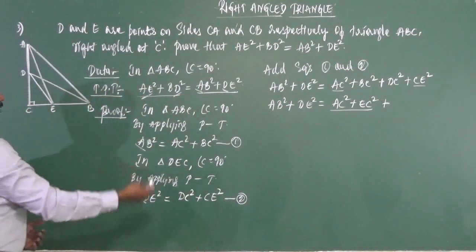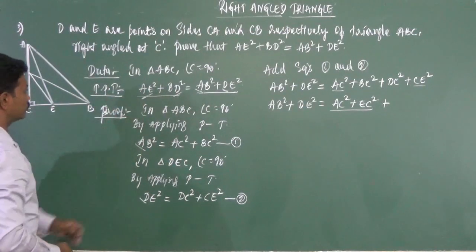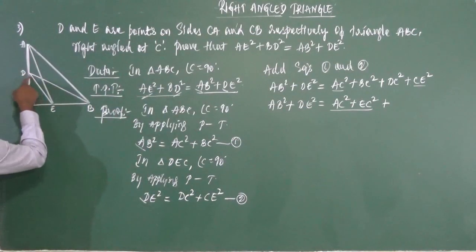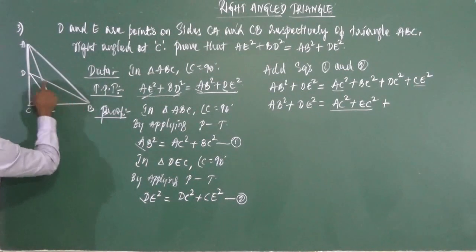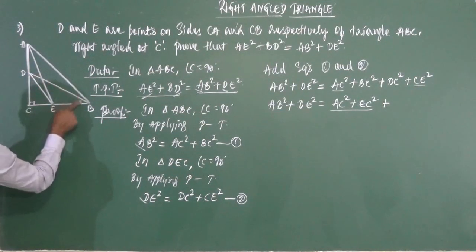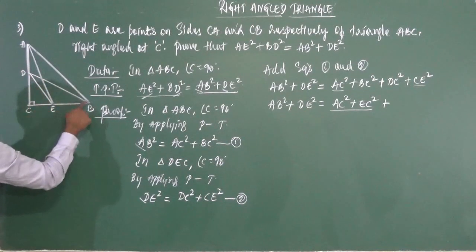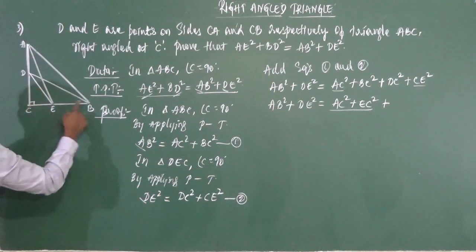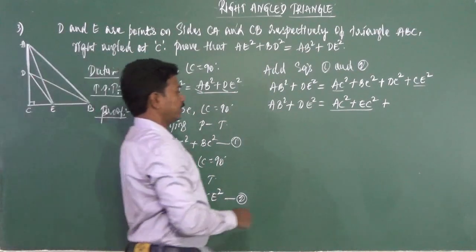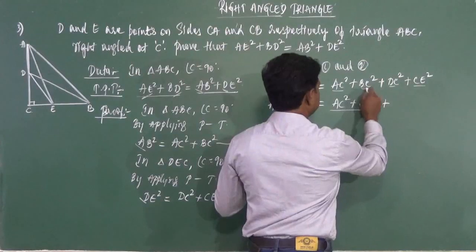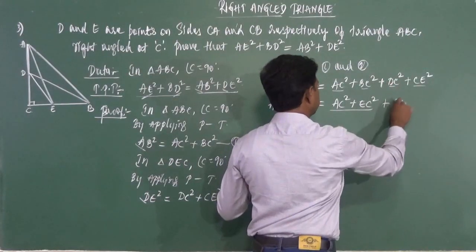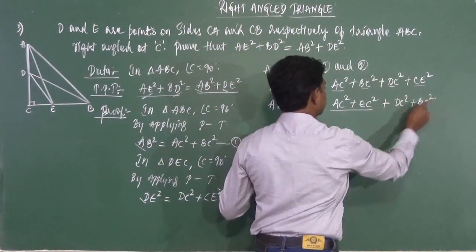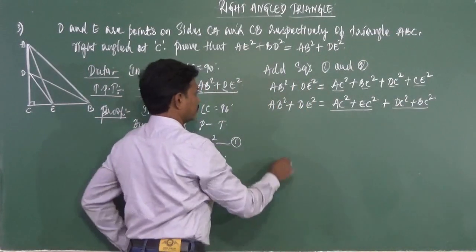When we apply Pythagoras theorem, we get BD square. So in which triangle are we going to get it? BD square is this. So in triangle DCB, we are going to get BD square. When we apply Pythagoras theorem to triangle DCB, BD square is equal to DC square plus CB square. So we have here DC square plus BC square, combine these 2. So this is another combination.